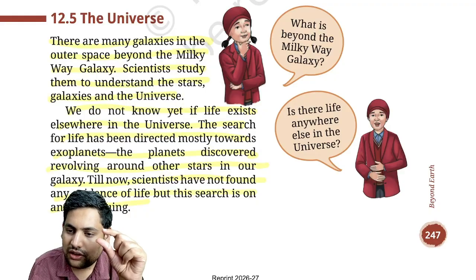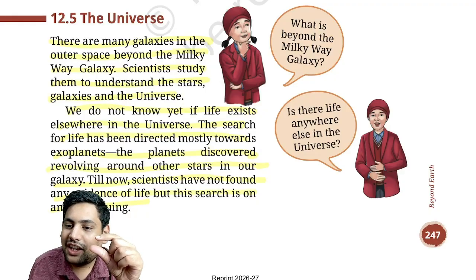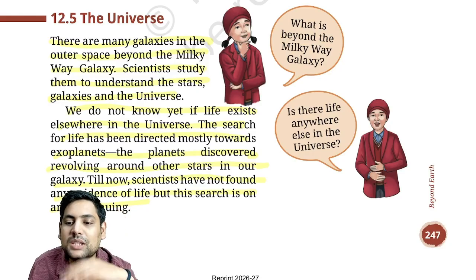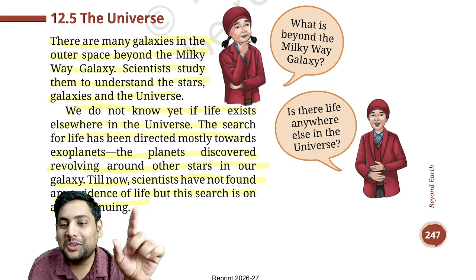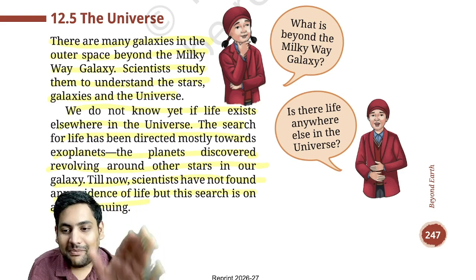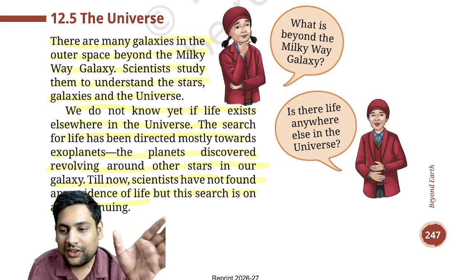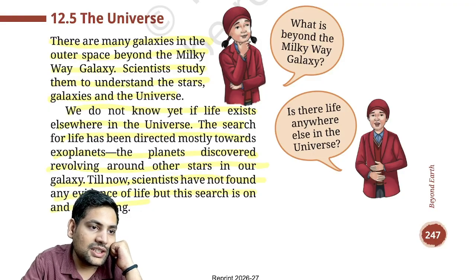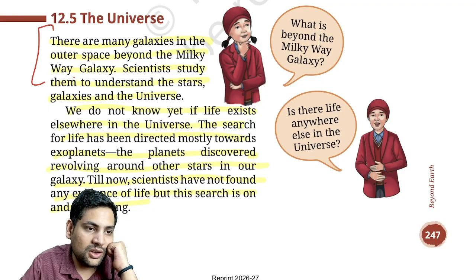We started very small. That is, what is a planet? Correct. What is a satellite? Then we move to sun. Then we move to solar system. Then we move to Milky Way, which has many solar systems. Now we move to universe, which has many galaxies. So there are many galaxies in the outer space beyond the Milky Way also.